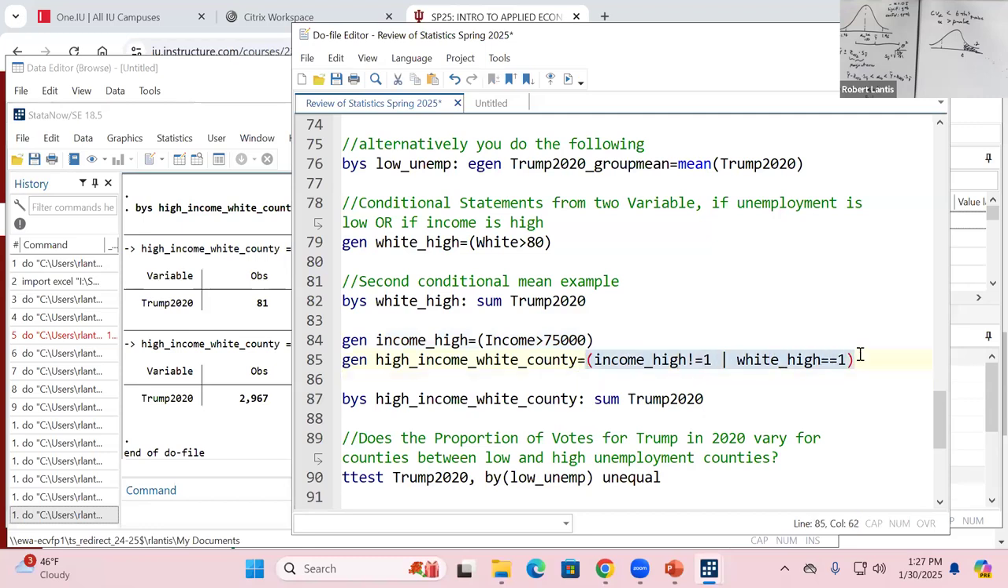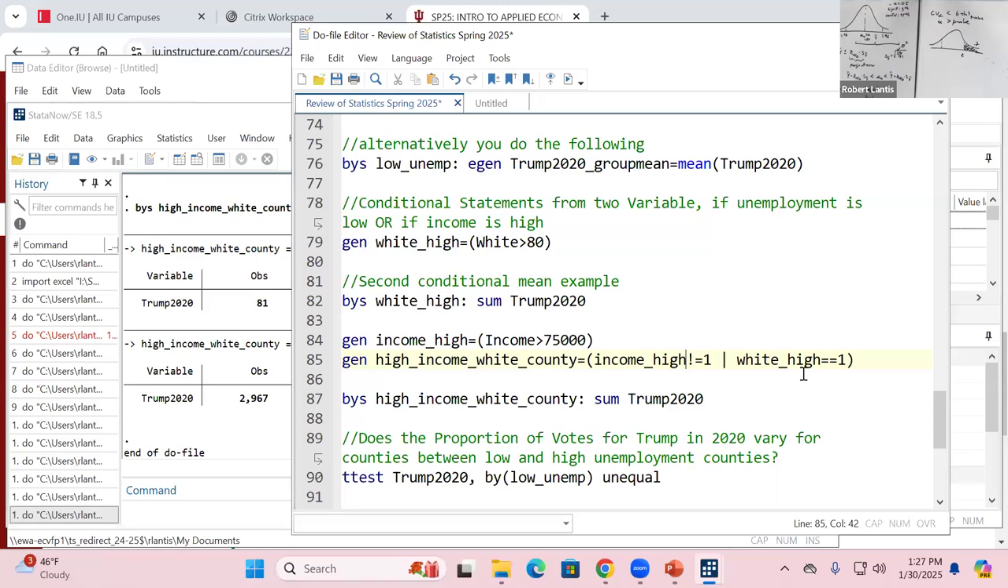Now, one thing that you can also do when creating these variables using conditional statements, so I can say, create this variable, high income, high white county, which is equal to a 1 if this is true. I don't have to just do one thing. I can do multiple things. So here, this is going to be equal to a 1 if the income being high was not equal to 1, or if white high was equal to 1. So I can do any combination of these.